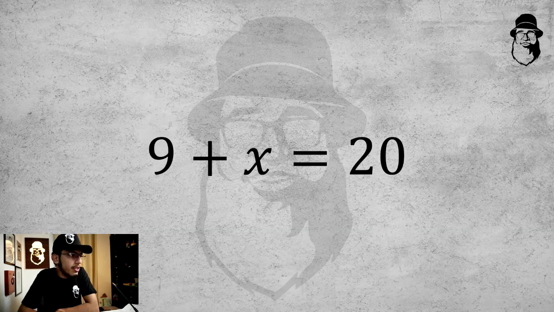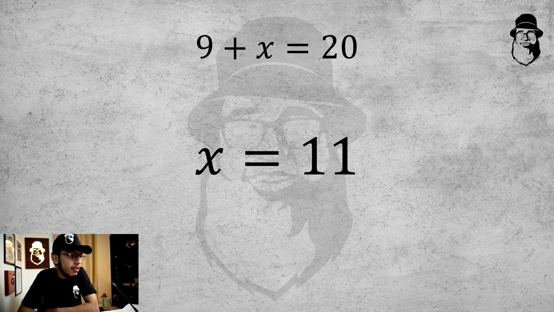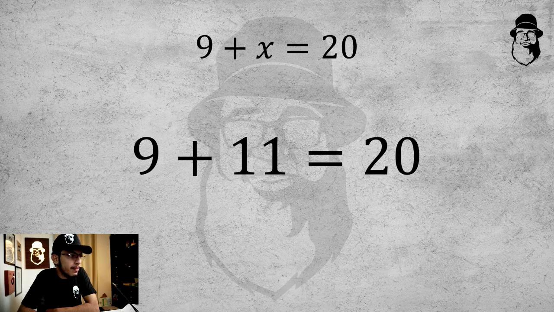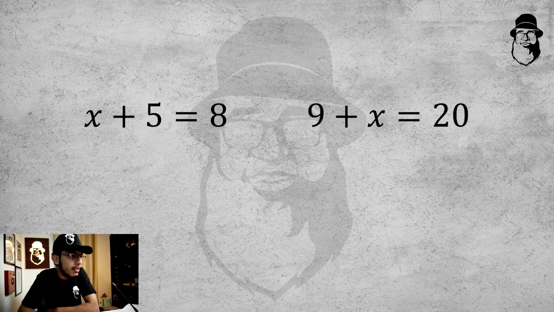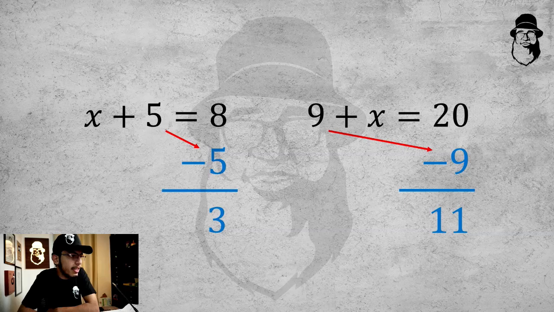Solve the equation 9 plus x is 20. Again, it is not difficult to see that x is 11 because 9 plus 11 is 20. Notice in these two examples that we can get the answer by taking the number next to the x from the number on the other side of the equals sign.